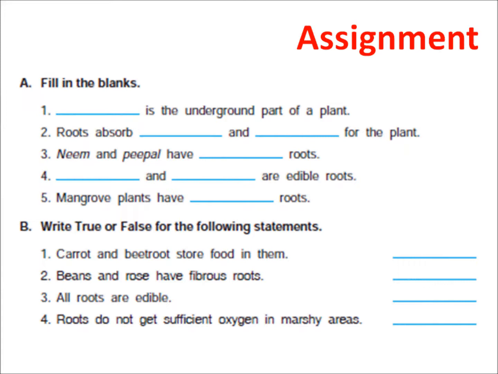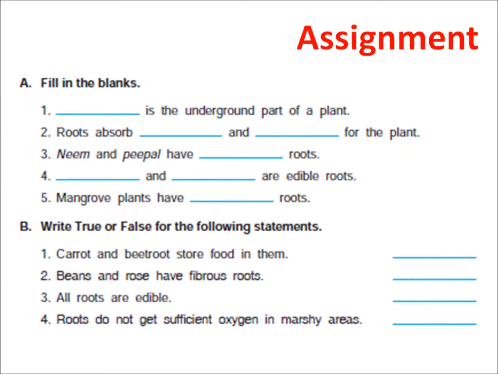Now question B is write true or false for the following statements. Which statement is true, you have to write here true, and the other statements which are false, you have to write here false. The first one, carrot and beetroot store food in them. Second one, beans and rose have fibrous roots. Third one, all roots are edible. Fourth one, roots do not get sufficient oxygen in marshy areas.